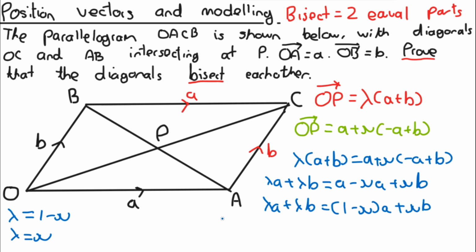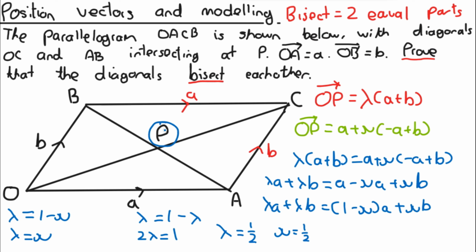If you have these kinds of coefficients that are the same, you just have A and B, the coefficients will equal each other. So what you can do now is just sub this into here to get that lambda is equal to 1 minus lambda, and then we can put this onto the other side to get 2 lambda is equal to 1, and therefore lambda is equal to a half. And because you know that lambda is equal to mu, mu is also equal to a half.